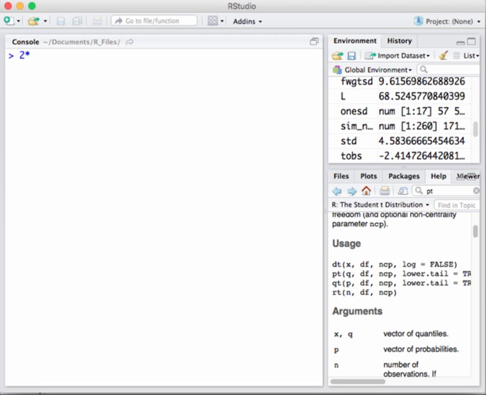Anyway, so 2 times pt, and then we put in our t observed, and then our degrees of freedom, which is 34, and we get the following p-value, which is 0.021 and so on. So I'm going to make my life easy and copy that number, because I'm going to need to paste it back into the actual question here.